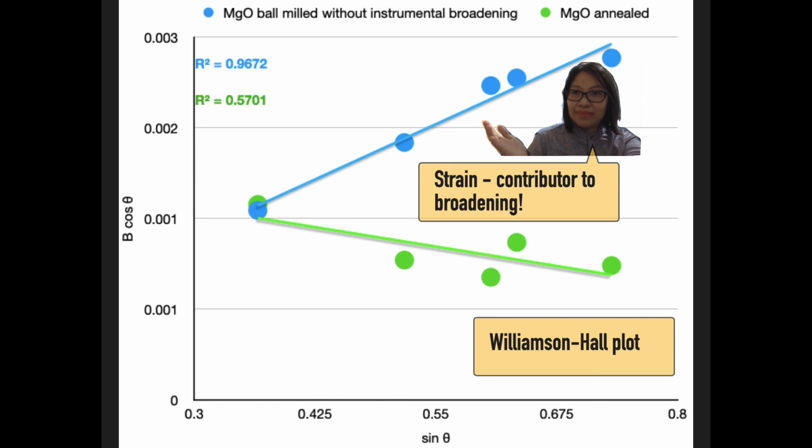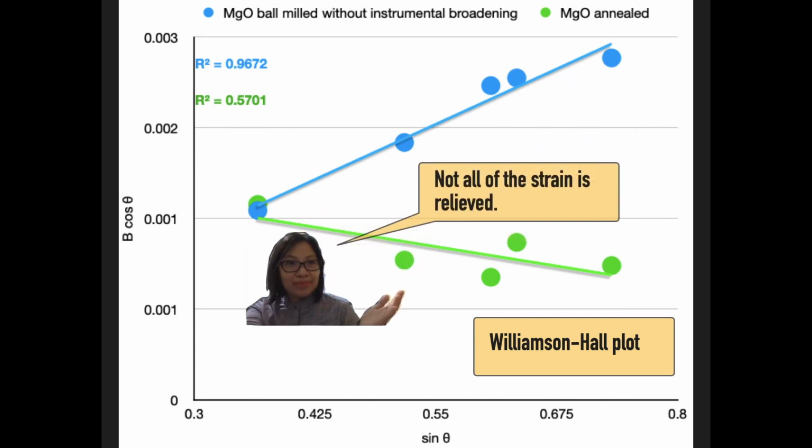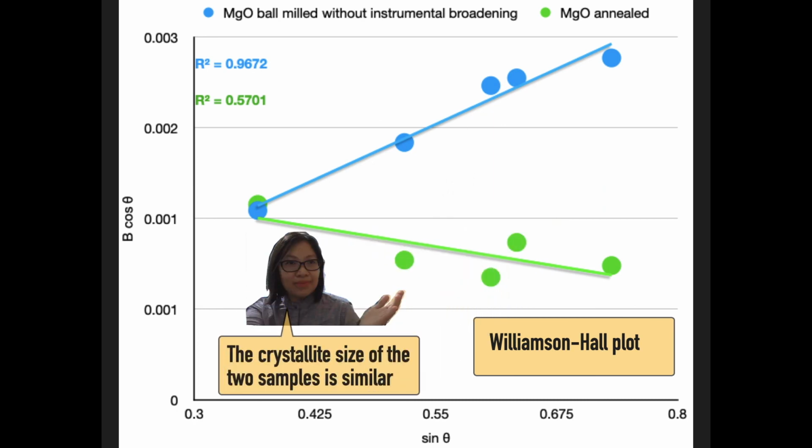Notice that the blue curve has a linear relationship between B cosine theta and sine theta, with an R squared of 0.97. This suggests that strain is the most important contribution for the ball milled sample. The size of the crystallite can be obtained using the y-intercept. The green curve is not a horizontal line, with an R squared of 0.57. We can say that not all of the strain is relieved. The crystallite size of the two samples is similar.